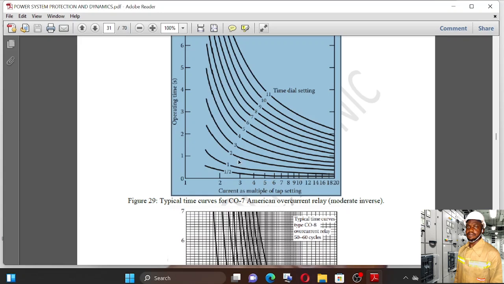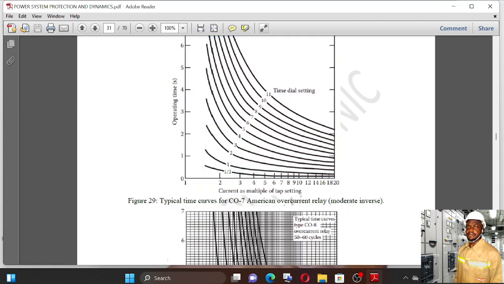So if we desire the first one to react faster than the second, for faster operation here, we'll use this time delay setting of a half. You know we have different time delay settings here: half, 1, 2, 3, 4. So we select that of a half. Then we come and extrapolate. We have the current tap setting or plug multiplier setting of 10. From this 10, it cuts here on this point. From this point you extrapolate, and you'll be having about 0.1 second or 0.1 something seconds. So that will be the operating time.